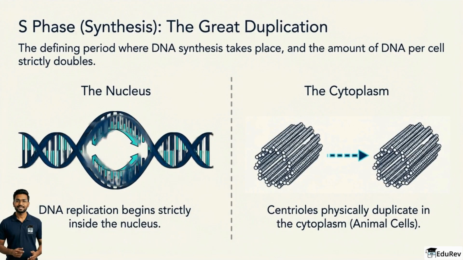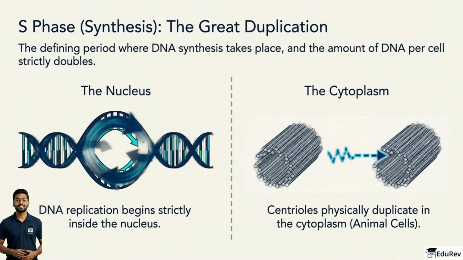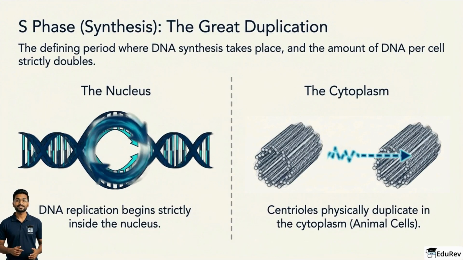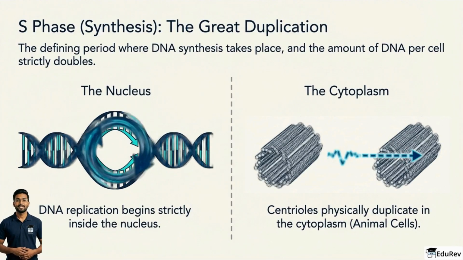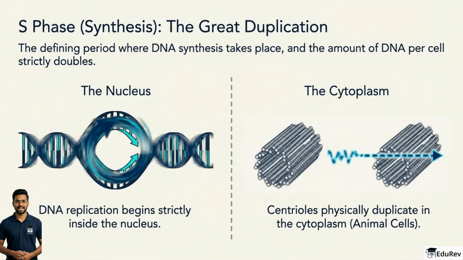The S phase is the great duplication phase. DNA synthesis takes place here, and the amount of DNA per cell doubles. DNA replication happens strictly inside the nucleus. In animal cells, centrioles also physically duplicate in the cytoplasm. That's a useful dual point. Nuclear DNA replication and cytoplasmic centriole duplication happen together, but in different compartments.